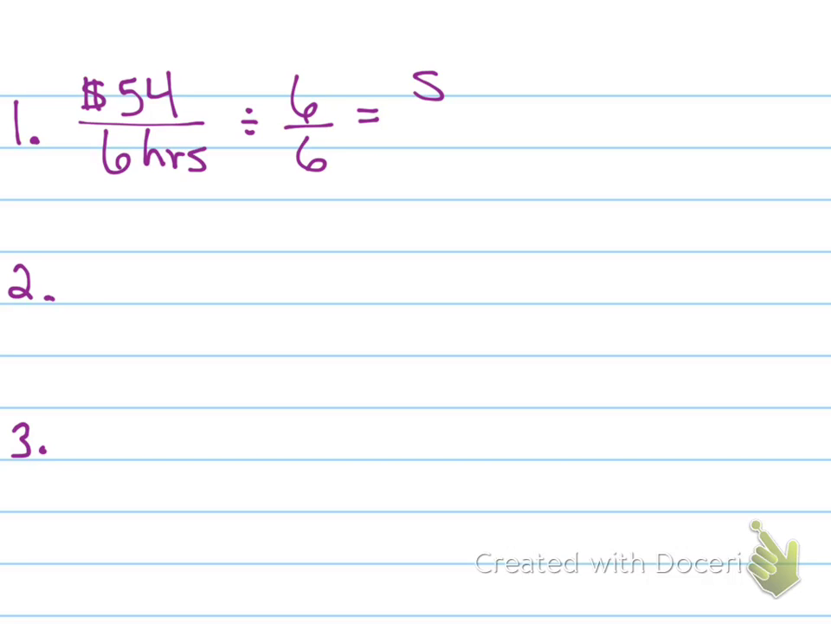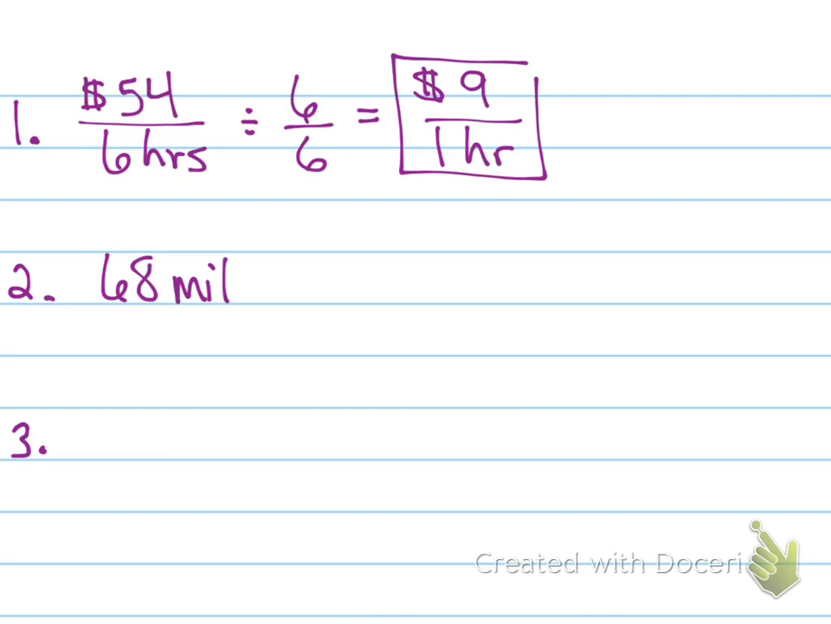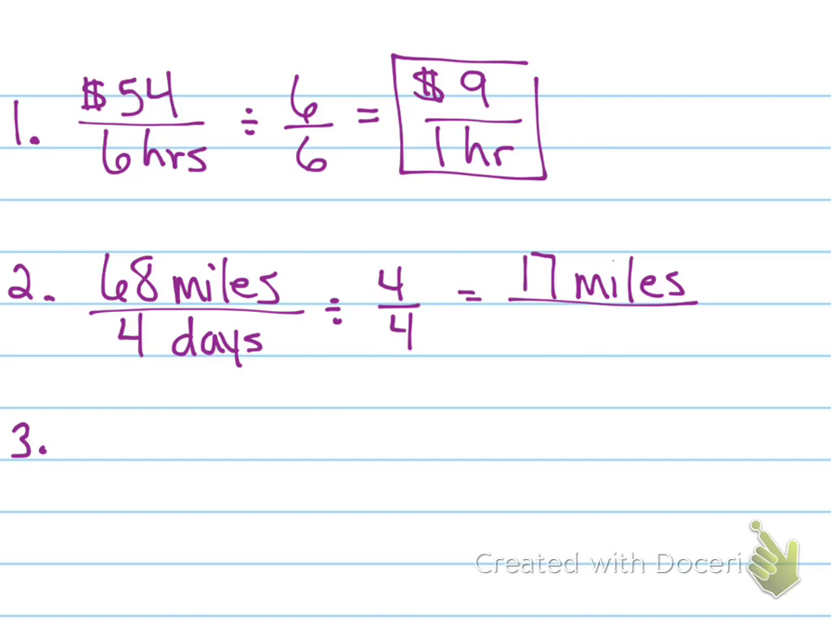All right, number 1, how did you write that ratio? $54 over 6 hours. What did you divide top and bottom by? 6. What did you get? $9. Very good. $9 per hour. What about number 2? What's your ratio? 68 miles over 4 days. Very good. What did you divide by? 4. What did you get? 17 miles over 1 day. Awesome.